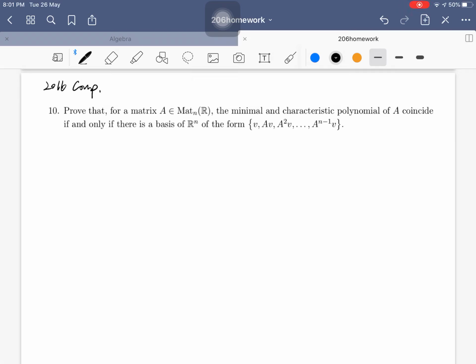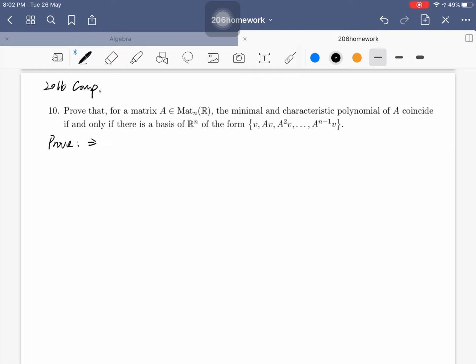Okay, so this is a problem from the 2016 comprehensive exam. The question is: prove that a matrix has equal minimal and characteristic polynomial if and only if there is a basis of the form v, Av, A squared v, and so on. Let's first prove the left to right direction.